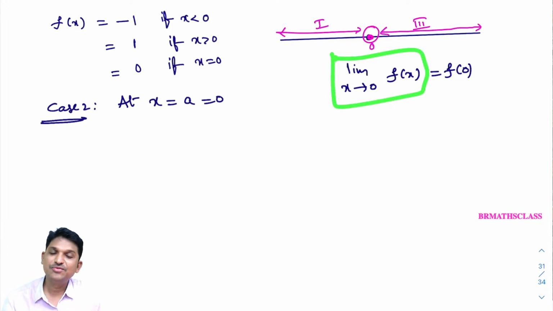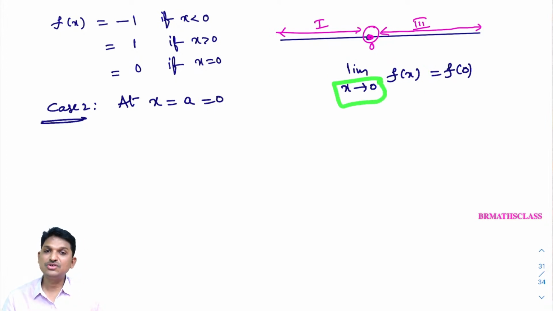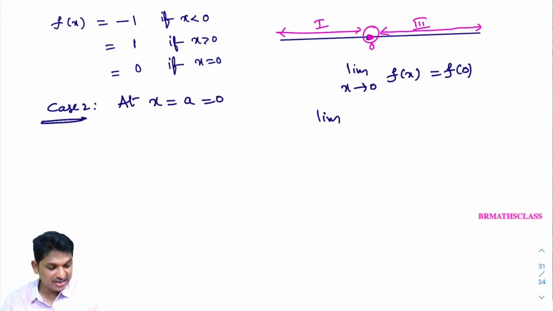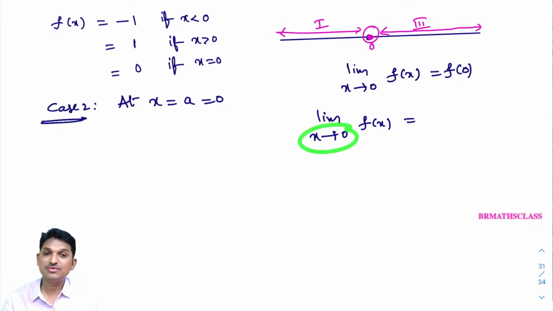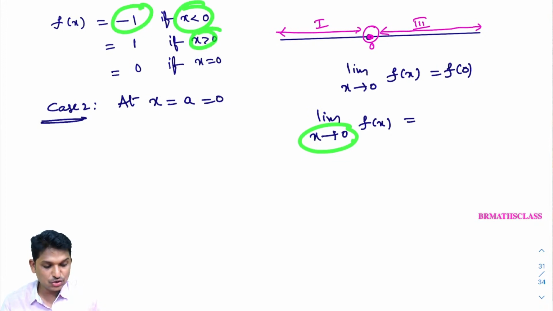So first I'll calculate this one. To calculate this, we have a small problem. What is that small problem? Here x approaches to 0 is there. X approaches to 0 means x values are slightly less than 0 or slightly greater than 0 but not 0. When x value is less than 0, then we will choose this function. When x value is greater than 0, then we need to choose this function.